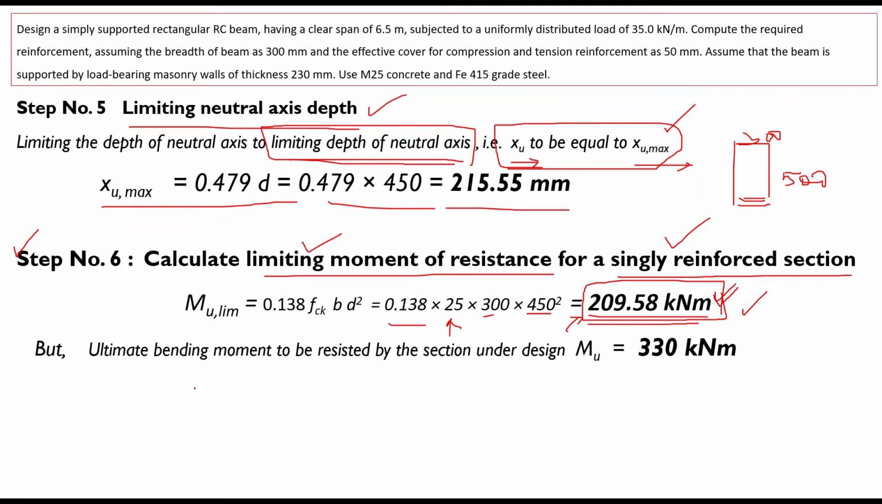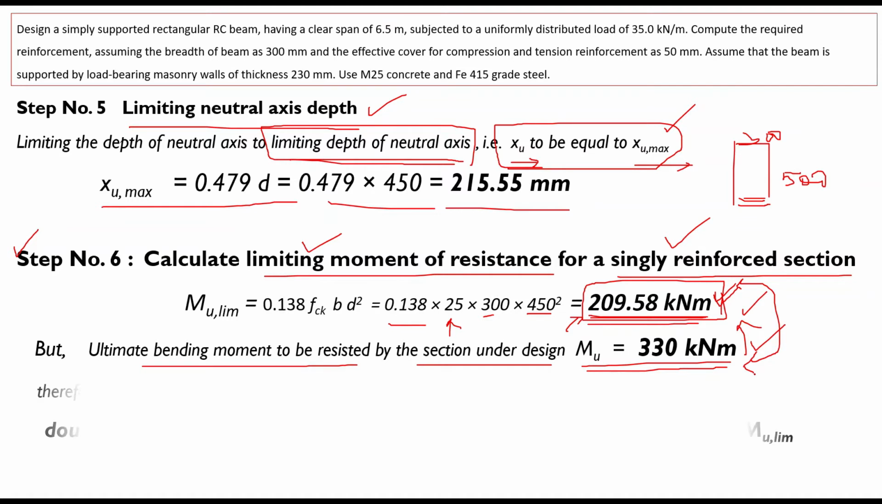But as I have told in the previous step number 4, the ultimate bending moment to be resisted by the section which we are going to design is 330 kilonewton meter. So if you design it as a singly reinforced section, it will be able to take only 209.58 kilonewton meter, but in our case the ultimate bending moment is 330 kilonewton meter, which is greater than this value. This is the major reason why we have to go for the doubly reinforced section.